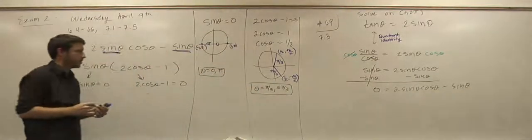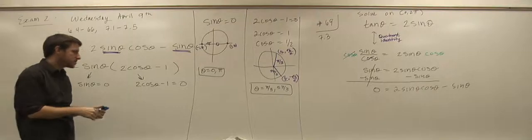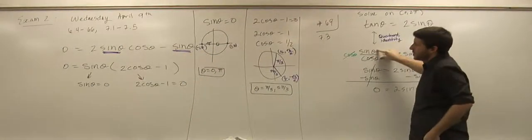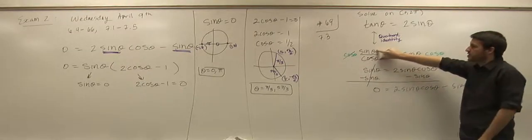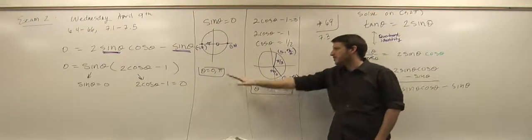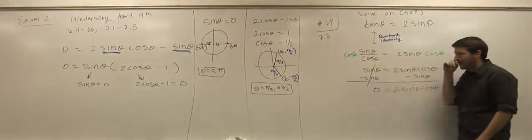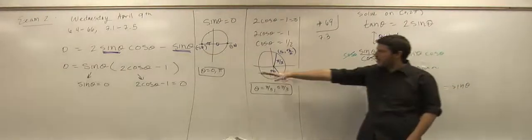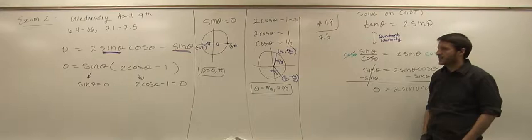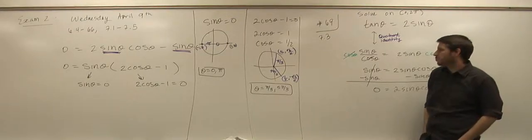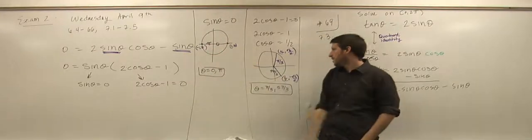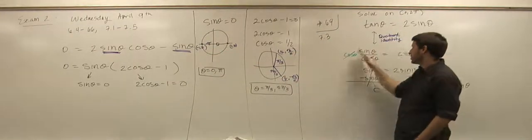Anytime you have a denominator in your equation, you should technically check and make sure that none of your solutions make the denominator 0. If I happen to get a theta that made cosine 0, my entire equation would become undefined and I'd have to cancel it out as a solution. But cosine is 1 and negative 1 at these, and cosine is 1/2 here, so I don't run into that problem.